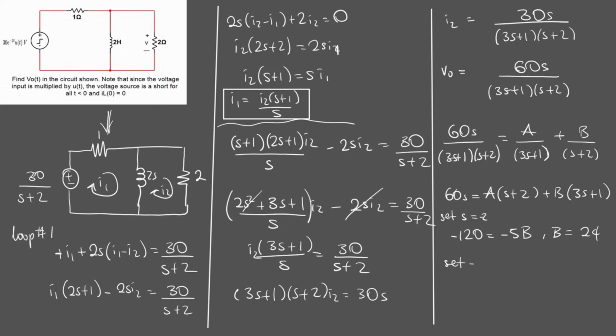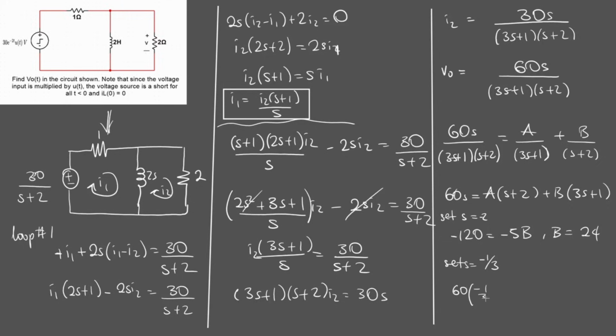Alright, so what do we do for A? We have 3s plus 1, and I want this to be equal to 0. So this is going to be minus 1, and then divided by 3, negative 1 over 3. That's how you work around getting what to set your s to in order to find the numerators for a partial fraction.